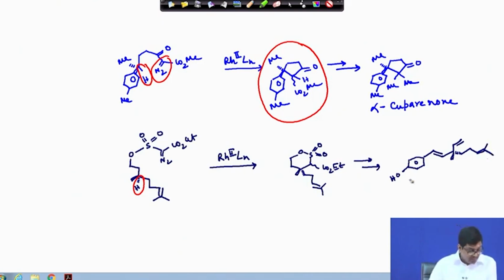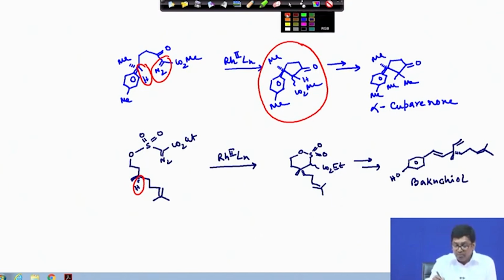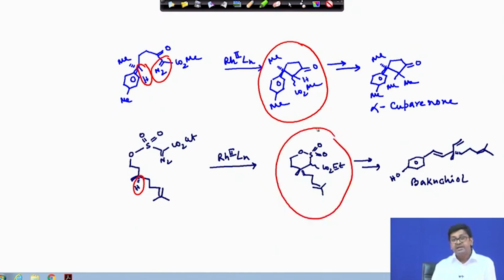Okay. And the name of this is bakuchiol. So, you can see how important this CH insertion reaction is, because using this particular technique several important reactions can be carried out, which can give the advanced intermediates of various important biologically active natural products.